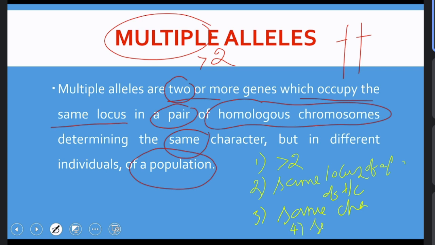And the fourth one: they are seen in a population of individuals, but not in a single individual, because a single individual has only two loci, and these genes are more than two in number. At any given time one individual can accommodate only two genes, and thus when we want to see the third gene, you have to go to the population. In the population, on the same chromosome, on the same locus, the third gene will be present, but not in the same individual. And all these arise only by mutation. This is the fifth point. Is the definition clear?